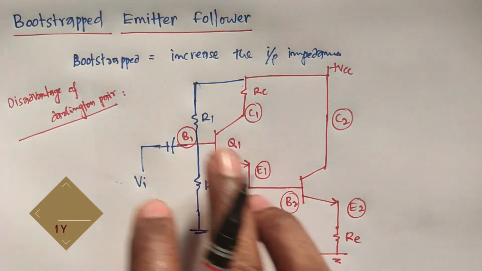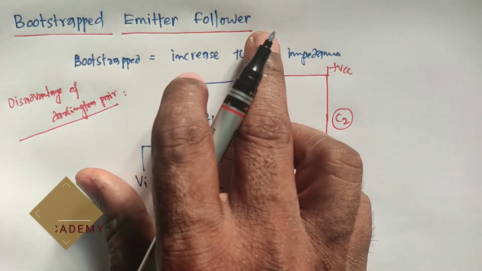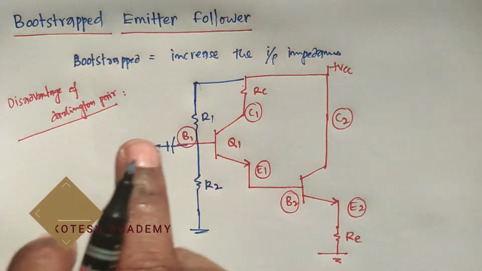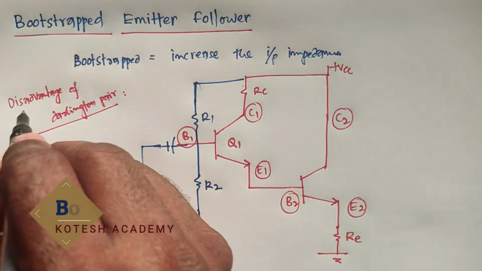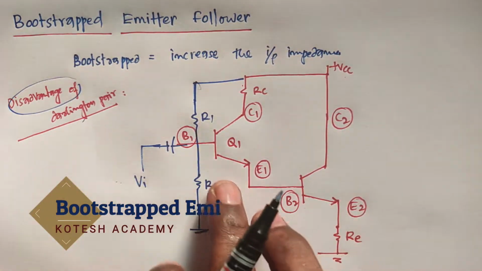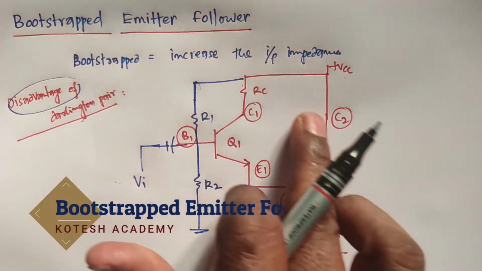Okay, this is the actual bootstrap emitter follower. Generally, a bootstrap amplifier increases the input impedance, but in the earlier case, why do you prefer this bootstrap? The disadvantage of the Darlington pair is this. This is the actual Darlington pair, only the red color.